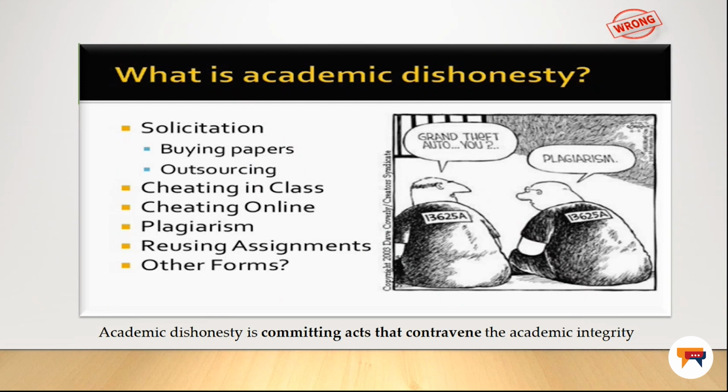The 2017 UNISA policy on academic integrity refers to academic dishonesty as committing acts that contravene or that violate the academic integrity policy. Such acts include solicitation, which is buying of papers, outsourcing answers from the service providers, cheating online, which is happening a lot.